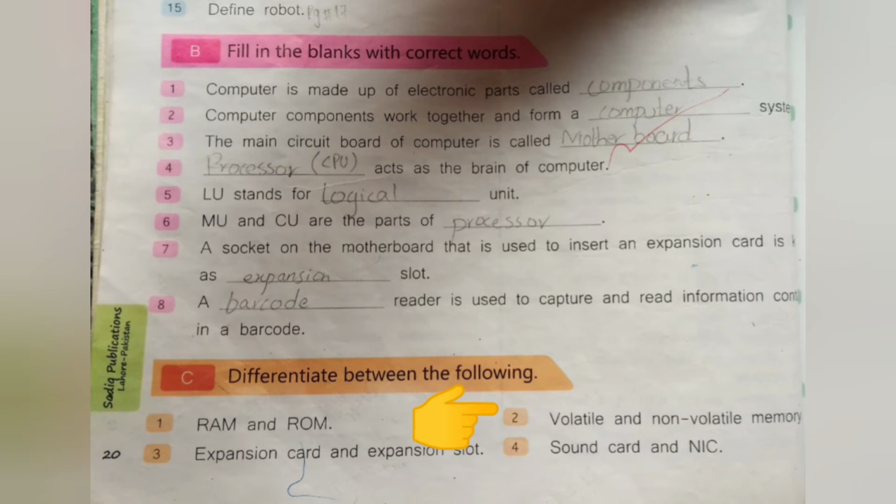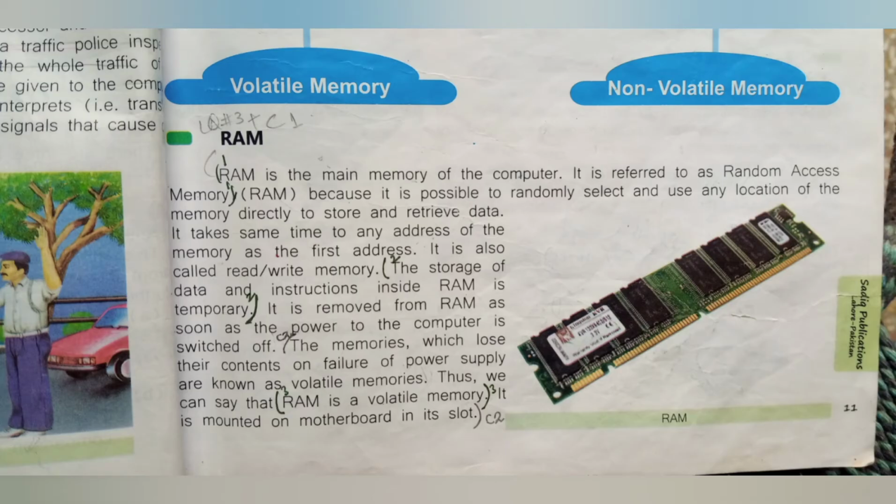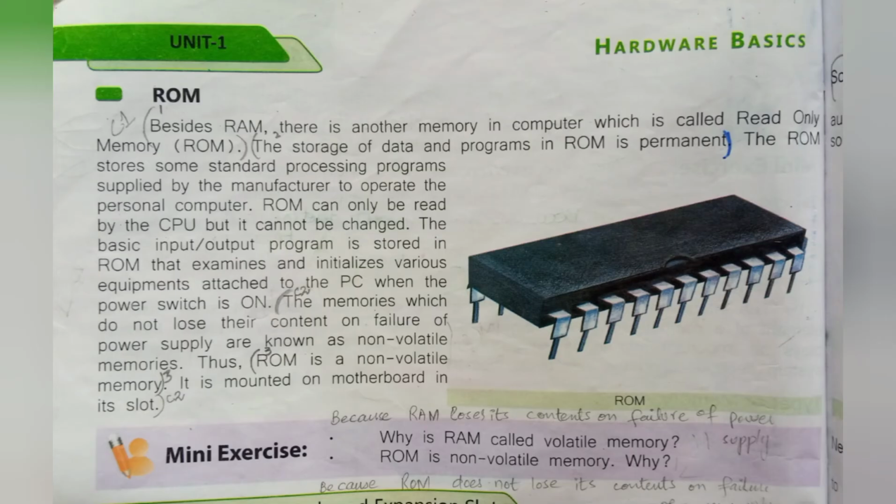Now students, let's discuss question number C part 2, difference between volatile and non-volatile memory. And the answer of this question is on page number 11 and 12. First of all students, you will learn from the memories which lose their contents to its slot. Now come to page number 12. You will learn from the memories which do not lose their content to its slot.